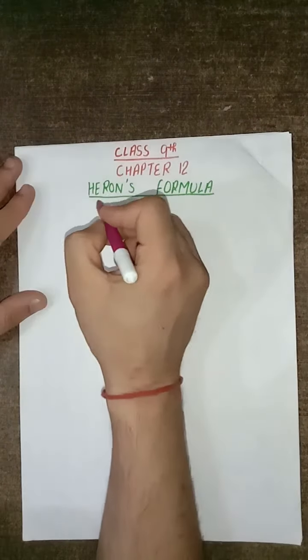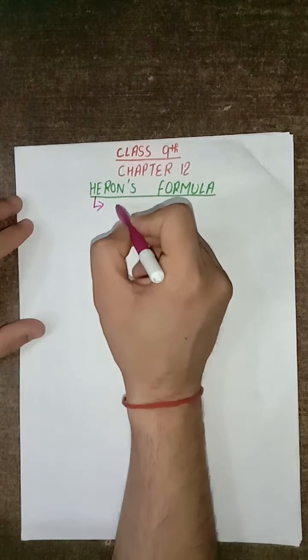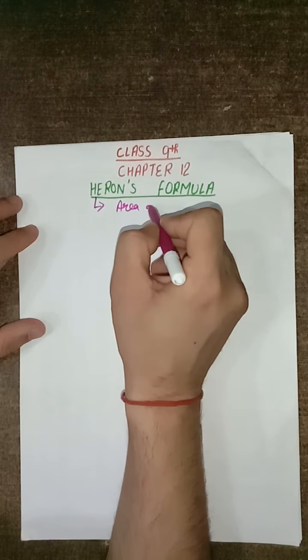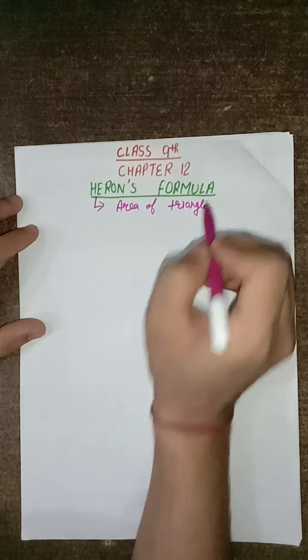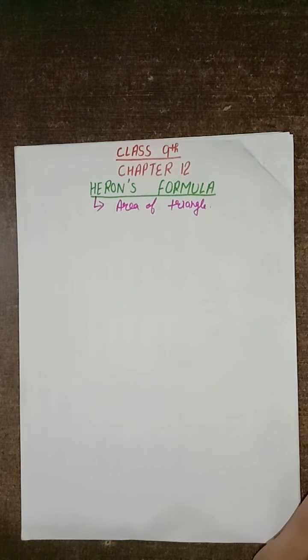Student, Heron's formula is basically used to find the area of a triangle. Means it is used to find the area of a triangle. Area of triangle. And student, you have learned the area of a triangle, square, rectangle.